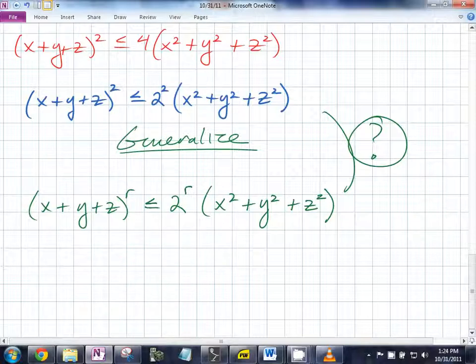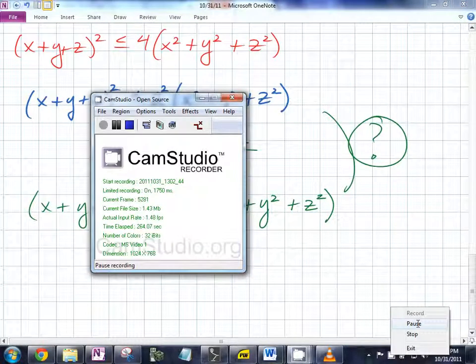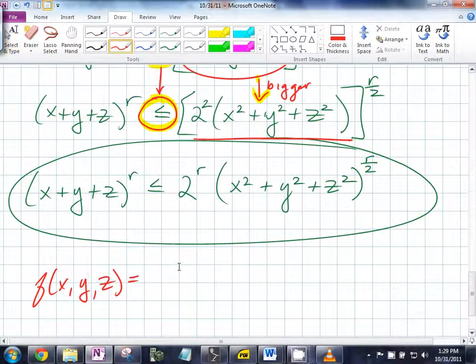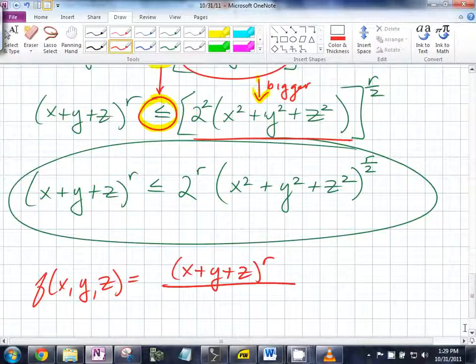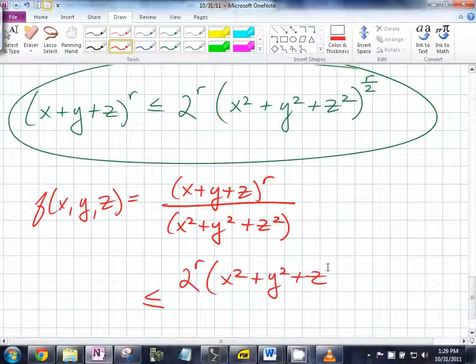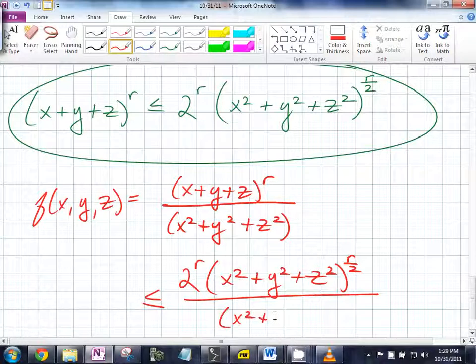X squared plus y squared. X plus y plus z to the r, all over x squared plus y squared plus z squared. Is this correct? Yeah. Okay, so you know that this is less than or equal to 2 to the r times x squared plus y squared plus z squared to the r over 2, all over x squared plus y squared plus z squared. Do you agree with that? All I've done is make the numerator bigger. If you make the numerator bigger, what happens to the fraction? It gets bigger. Do you agree with that?